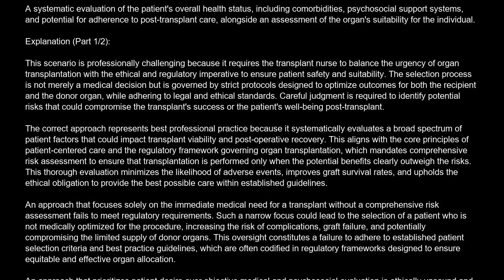Such a narrow focus could lead to the selection of a patient who is not medically optimized for the procedure, increasing the risk of complications, graft failure, and potentially compromising the limited supply of donor organs. This oversight constitutes a failure to adhere to established patient selection criteria and best practice guidelines, which are often codified in regulatory frameworks designed to ensure equitable and effective organ allocation.